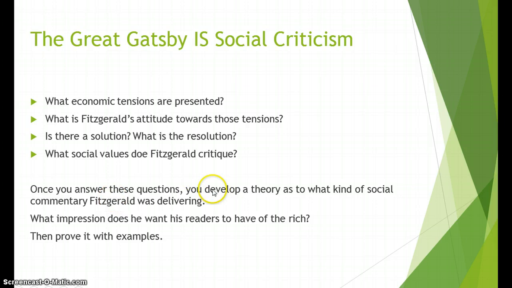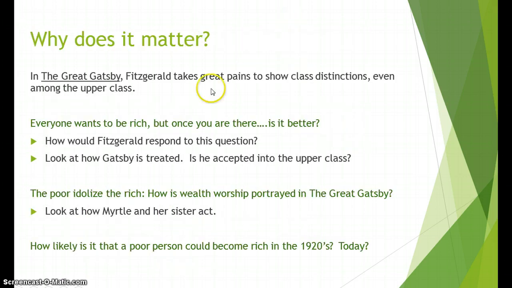Once you answer these questions, you'll develop a theory as to what kind of social commentary Fitzgerald was delivering. What impressions does he want his readers to have of the rich? And then you have to prove it with examples. That is social criticism. Why does it matter?